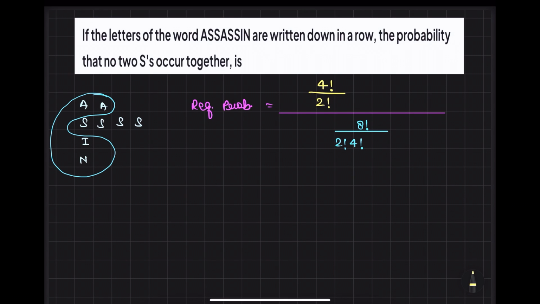Now because we have arranged 4 letters, we have created 5 seats. So in those 5 seats we have to place the S. So there are 4 S. So we will select 4 seats out of 5 seats first, and then we will arrange these. So 4 factorial, as 4 letters are being repeated, so for that 4 factorial. I hope till this part you guys are okay.